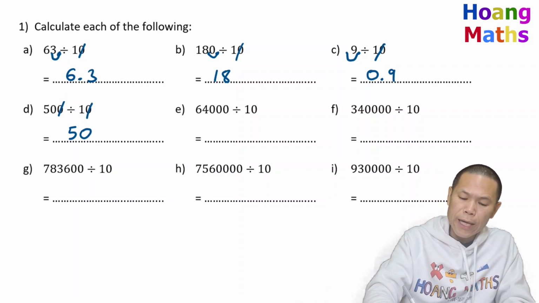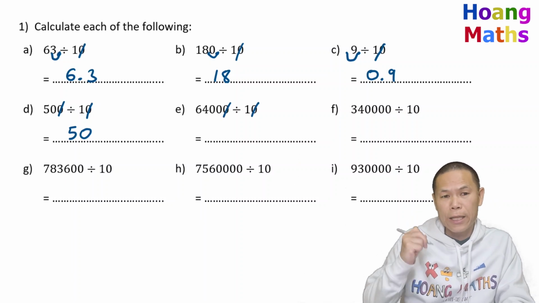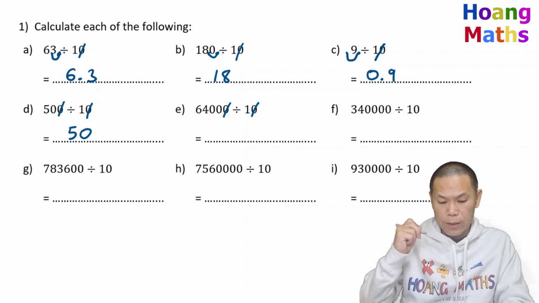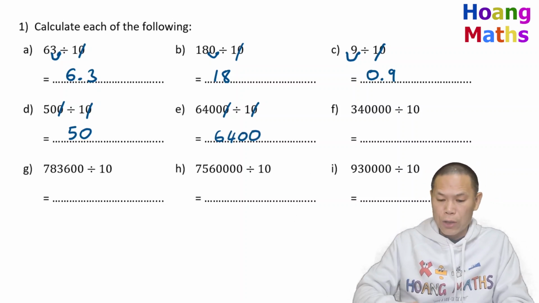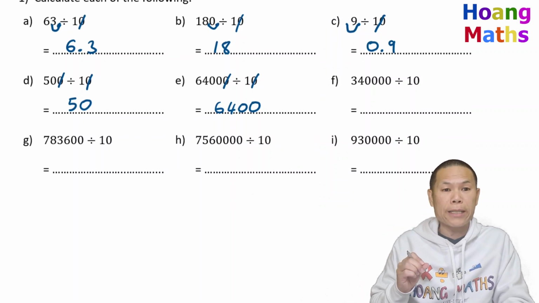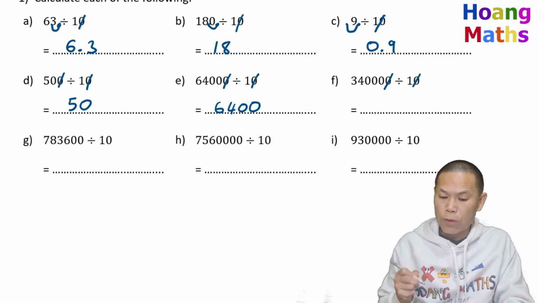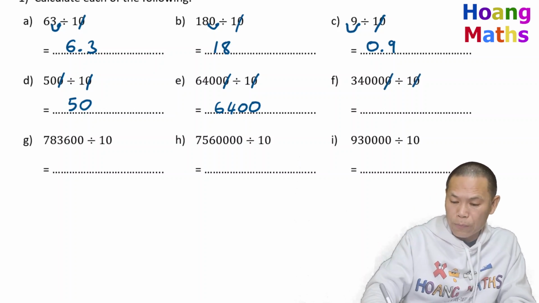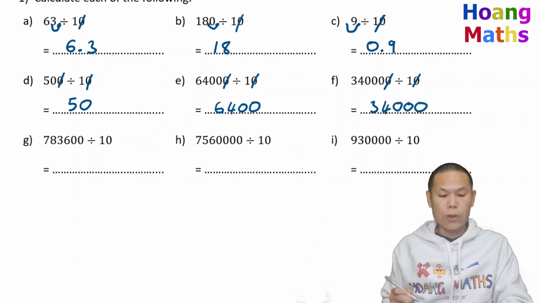So we simply cancel this 0 with this 0 because we know that we divided by 10. The answer should be smaller than 64,000. Okay, so now it becomes 6,400. Now part F. So we have 340,000 divided by 10. So we simply cancel this 0 with this 0. So it becomes 34,000. So there you go.